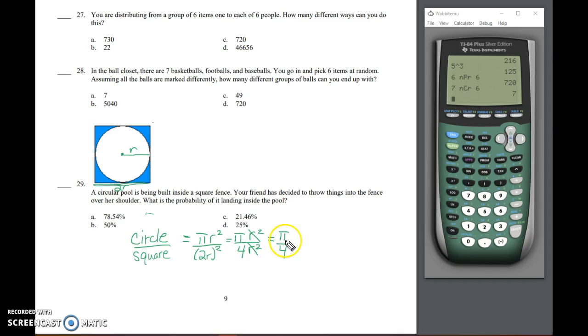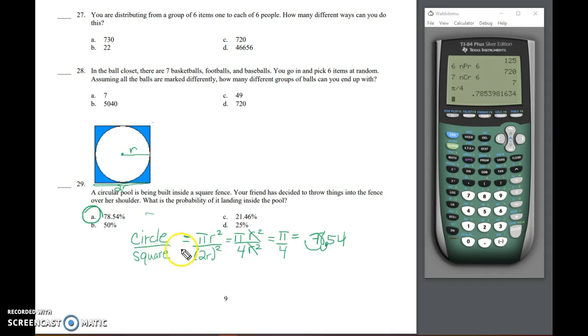Pi over 4, I'm coming back over to my calculator. Pi over 4 gives me 0.7854 as a decimal, and then of course multiply it by 100, moves it 2 places to the right, and that gives us 78.54%. So it would be 78.54% that she'd throw it into the pool.